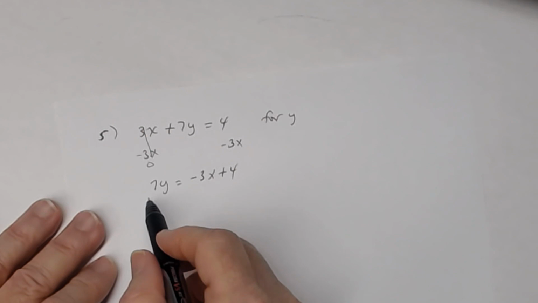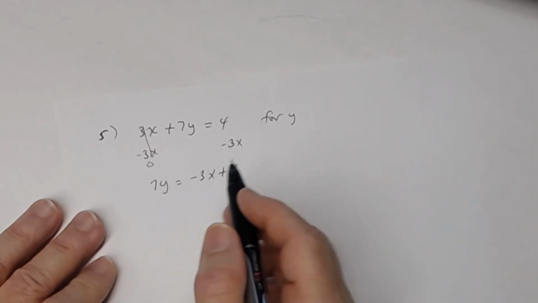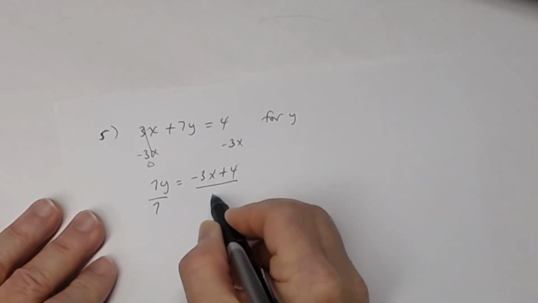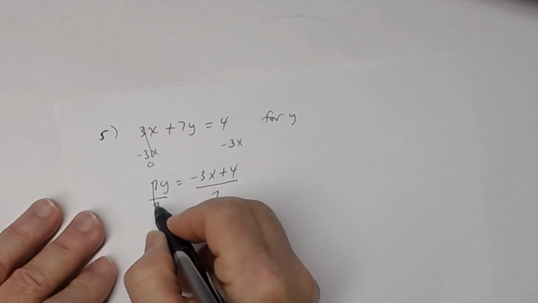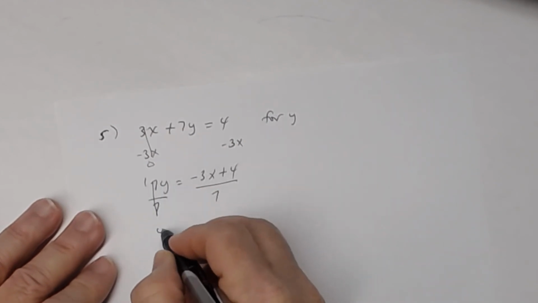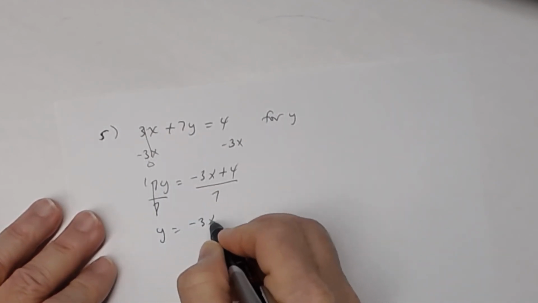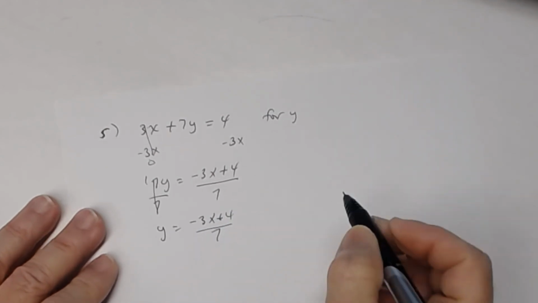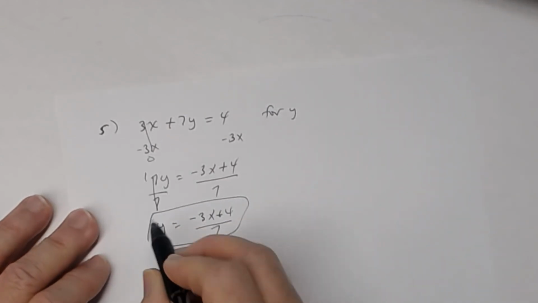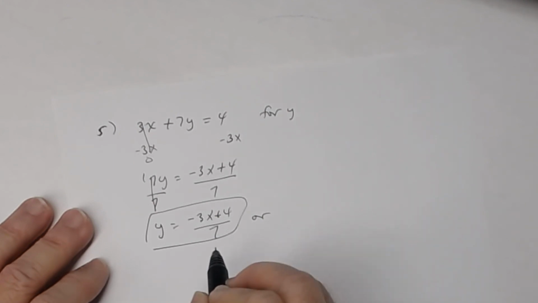To get y by itself, right now I'm multiplying y by 7, so the opposite is to divide by 7. And so 7 divided by 7 is 1, so I get 1 times y, which is y, equal to negative 3x plus 4, all divided by 7. And there's your answer. Now, some of you could have gone further.